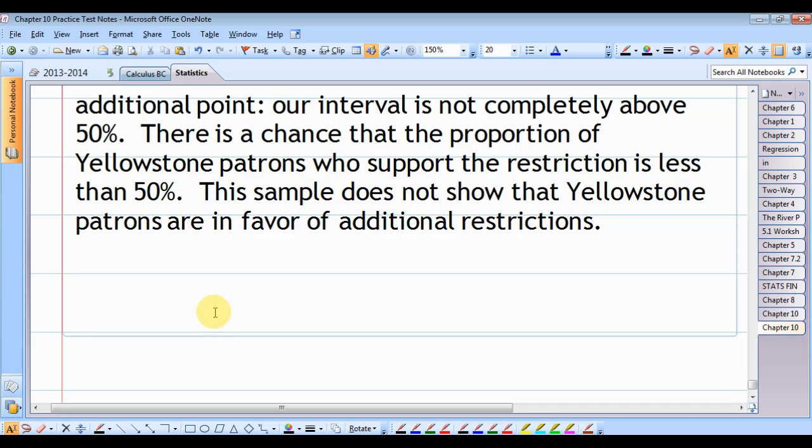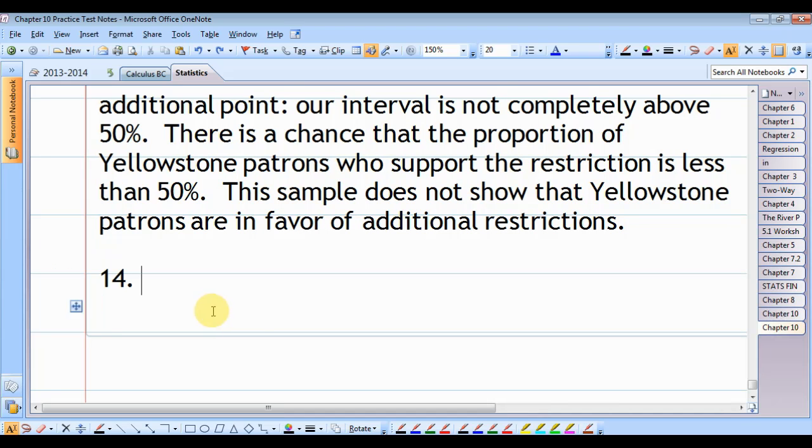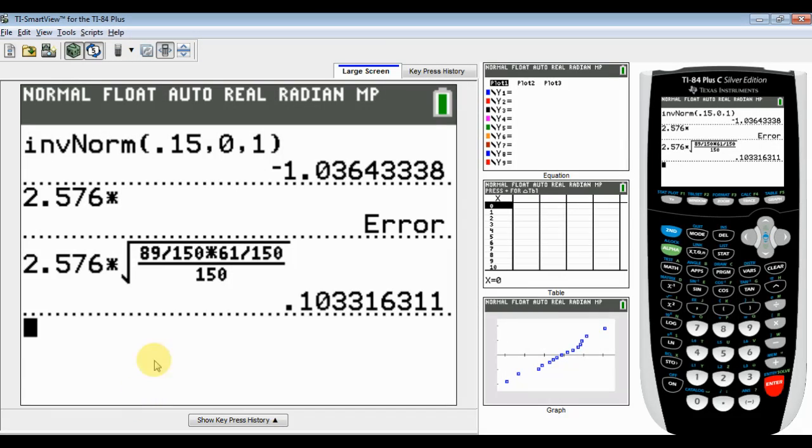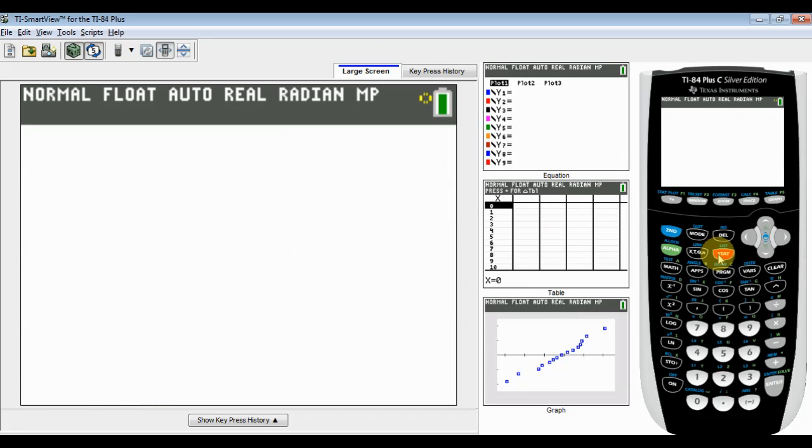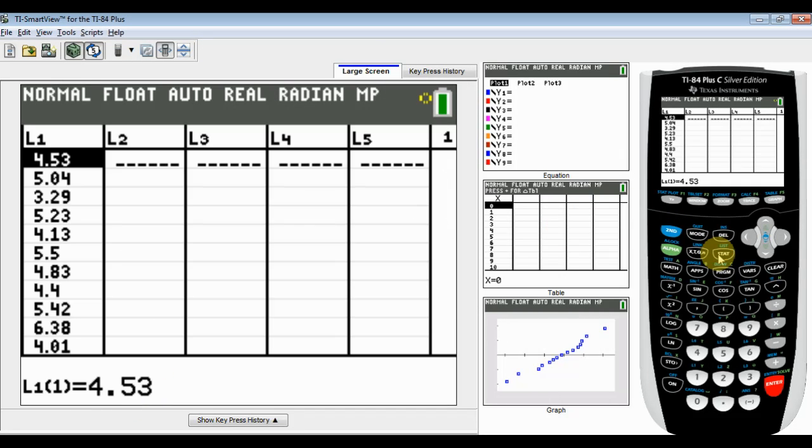What is the margin of error? Okay, in your calculator, please.